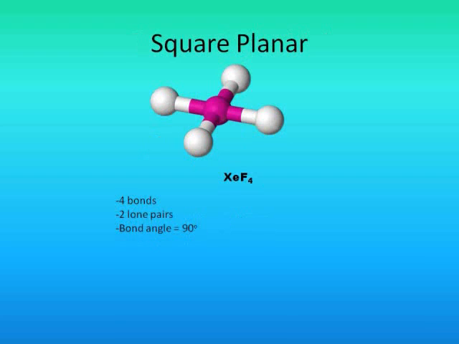The final shape, square planar, can be seen in xenon tetrafluoride. This shape has 4 bonds and 2 lone pairs. The 2 lone pairs of electrons are at the top and the bottom of the molecule because it has 6 charge clouds. The bond angle is 90 degrees.